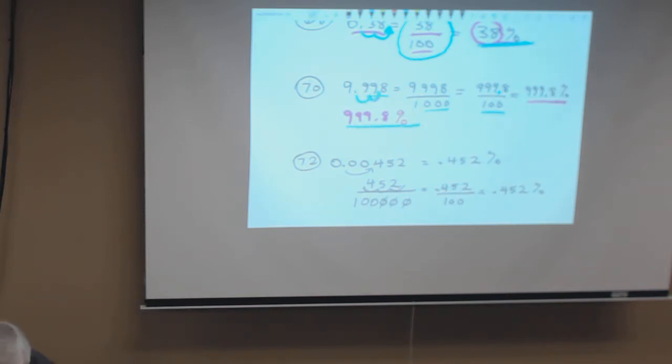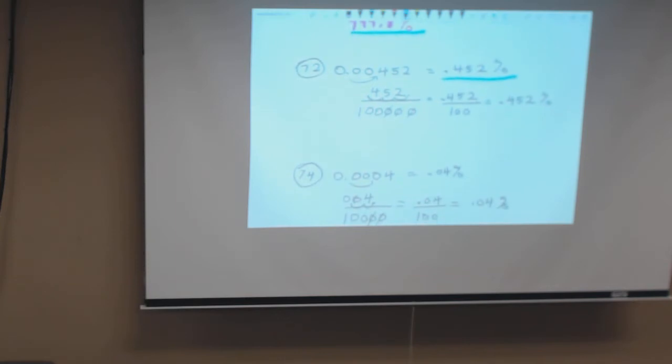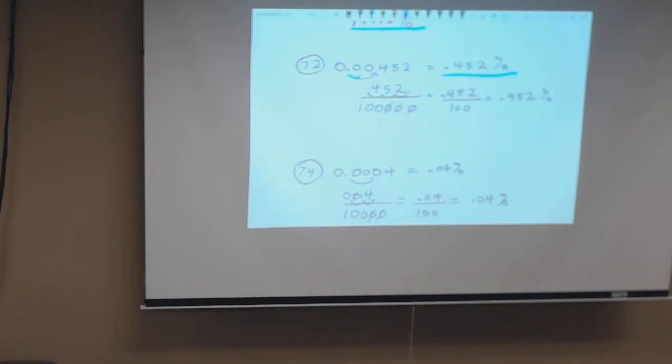Number 72, 0.00452, that would be 0.452%. Just move it 2 places.